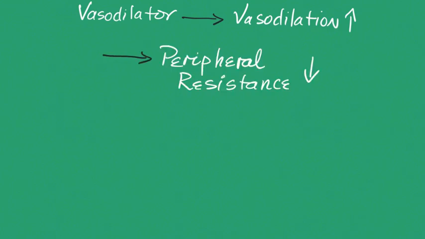Let's see how a vasodilator lowers blood pressure. When a person takes a vasodilator, vasodilation increases. This results in peripheral resistance decreasing. When peripheral resistance decreases, blood pressure decreases as well.